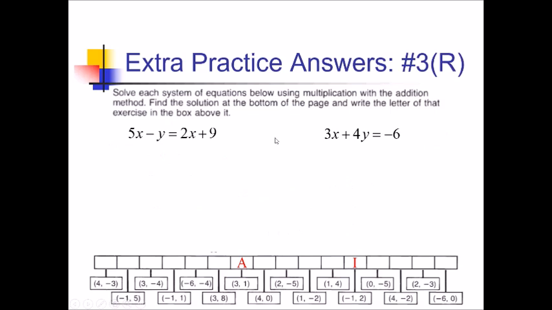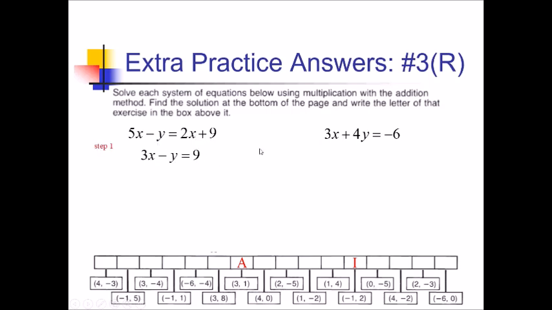For problem R, or 3, depending on how you're thinking about it, we're trying to solve this system of equations. Right away, I notice my equation on the left needs a little bit of work. I want to put this in standard form so that I have all the letters on the left side. I can do that by just subtracting this 2x. 5x minus the 2x gives me 3x. I still have the minus y, and I still have the 9 over on the right side.